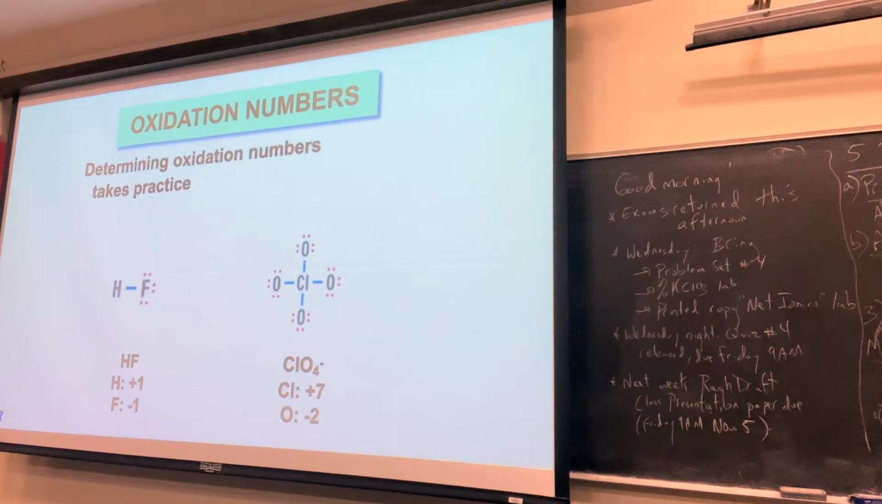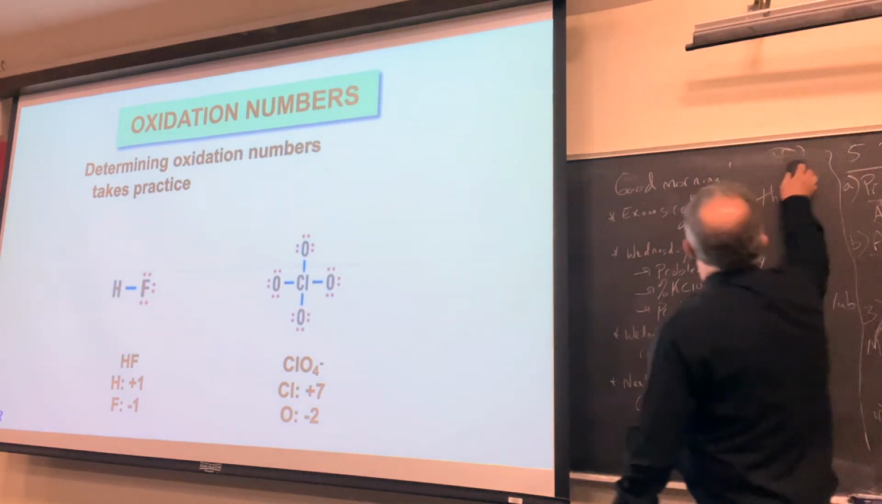The atoms in hydrogen fluoride have oxidation numbers of +1 and -1 respectively. These are the charges the atoms would have if the bond were completely ionic. The oxidation numbers on the atoms of the perchlorate ion indicate the charges they would have if the transfer of electrons were complete. Such complete transfer, however, does not occur in reality.